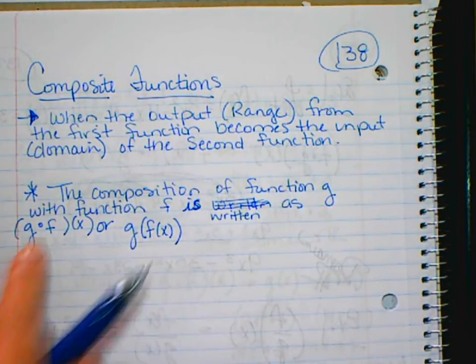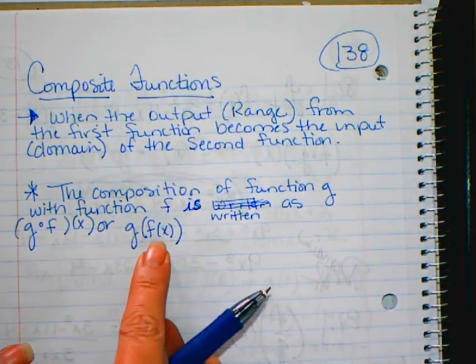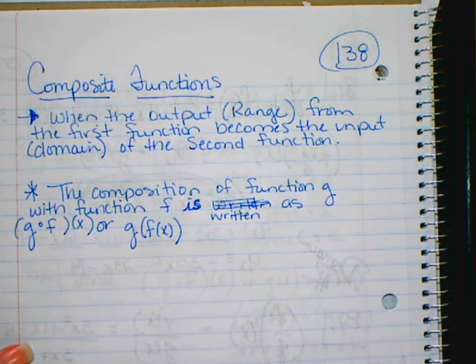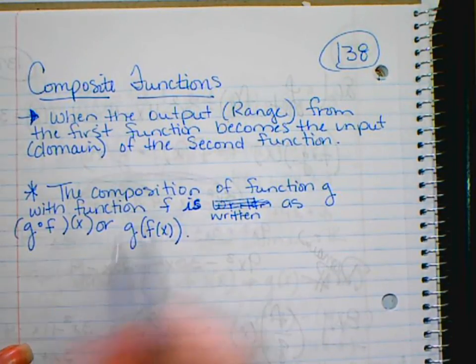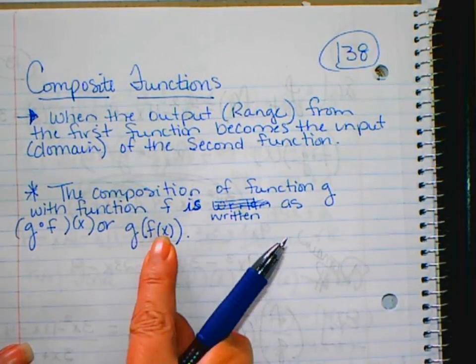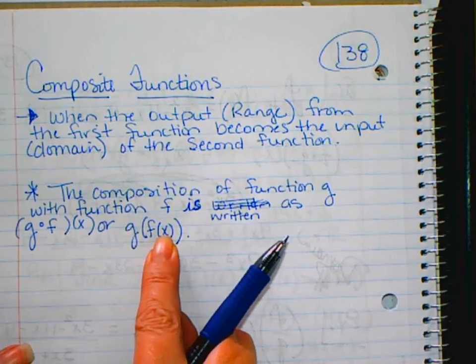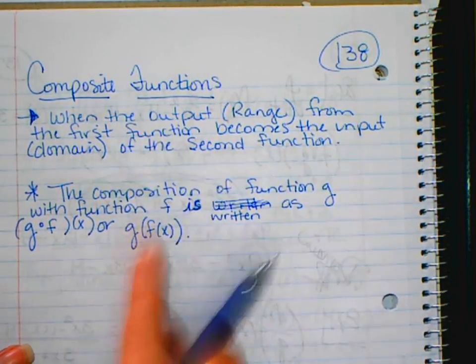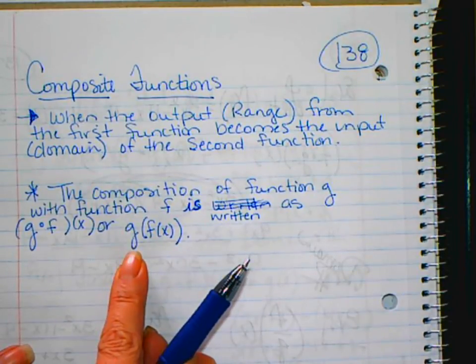I don't like it with a little circle. To me, it makes more sense to write it like this, but you could see it given to you either way, okay? So in this example, whatever they give you for your input, your x value, you would evaluate function f first since it's the innermost function. Whatever that result is, your output, then you plug that in to your function g. Okay?